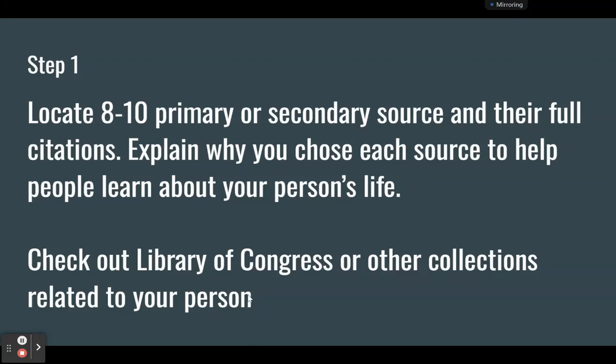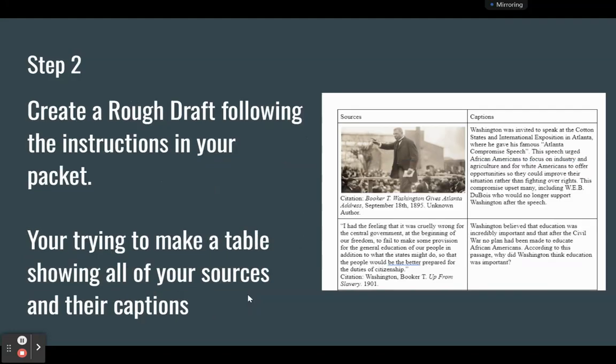And for each source, you're going to say where it came from, and how it helps you learn about that person's life. So, for instance, here are two sources I got from Booker T. Washington's life, a picture of him giving a speech that was super important, and a quote from his book that he wrote. And so in these two sources, I then write captions explaining why these sources are important and what they can tell people. I also try to give questions for people to reflect on.